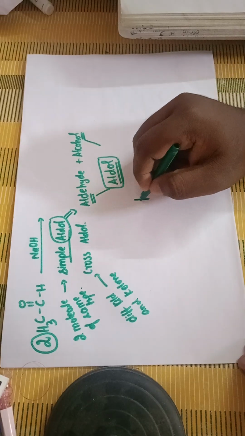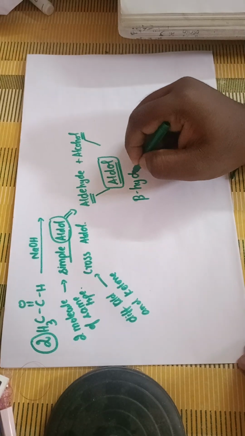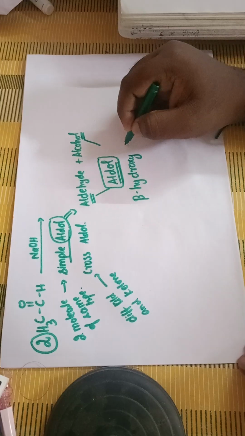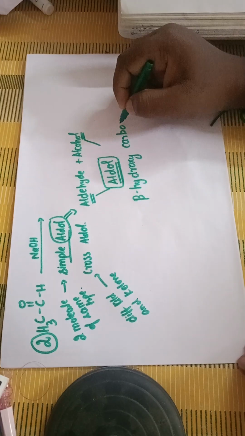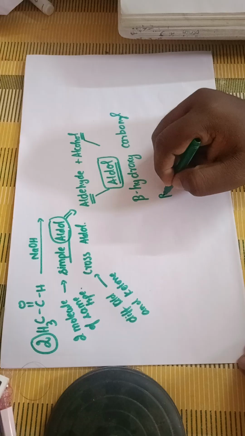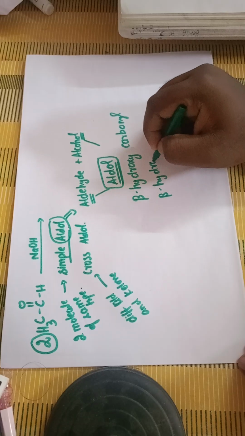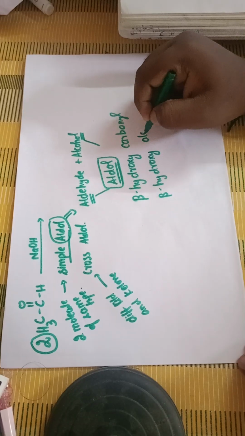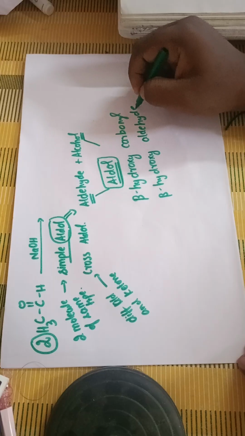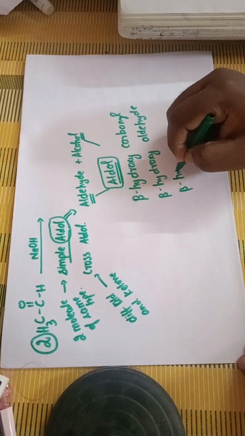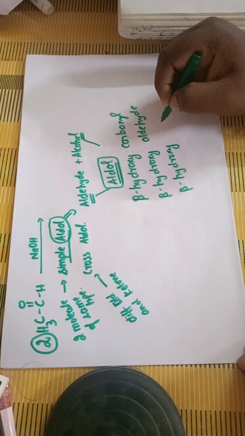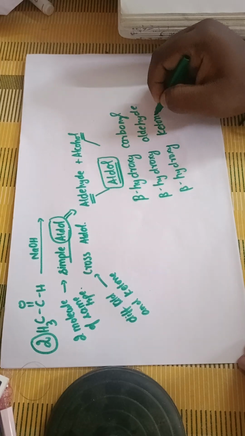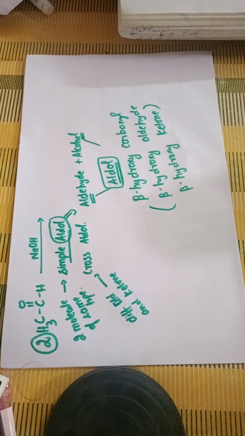And the common name for aldol is beta hydroxy carbonyl. It can be beta hydroxy aldehyde or beta hydroxy ketone. Okay.